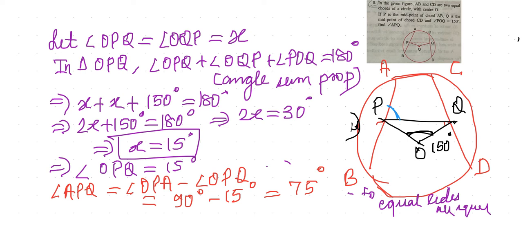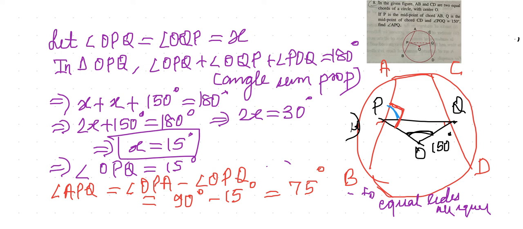So in short, what did I do in this question, children? First I calculated this particular angle, the bigger one. I concluded that OP is perpendicular to AB, and how did I conclude? Because they had given that P is the midpoint. So any line which is bisecting the chord is perpendicular to the chord. Okay, so that fact I used.